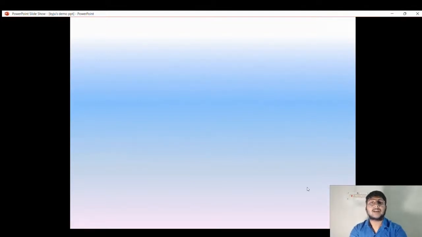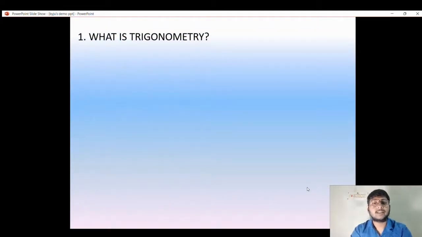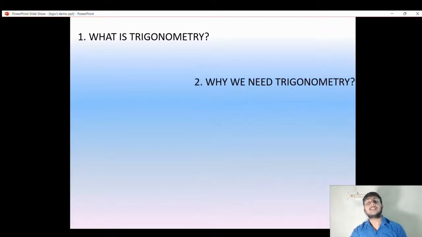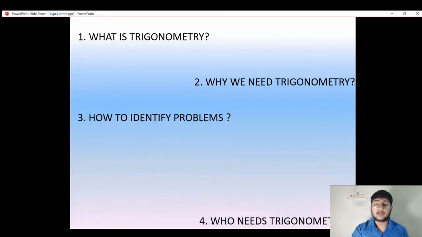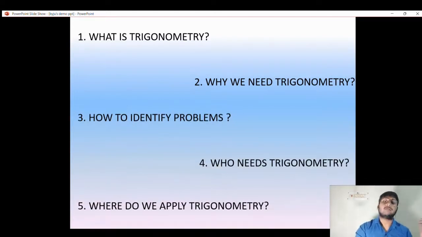So on hearing the term trigonometry, the thing that comes to our mind is triangle and geometry. Yes, it is correct, but at a very basic and uppermost level. The questions popping up in our head right now are: why do we need trigonometry, how to identify problems, who needs trigonometry, and where do we apply trigonometric concepts. After this session, you will get all the answers to these questions by yourself.